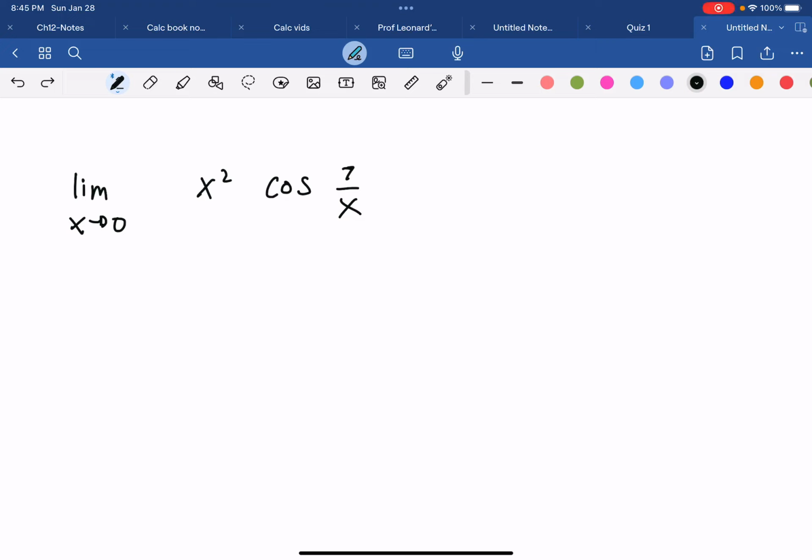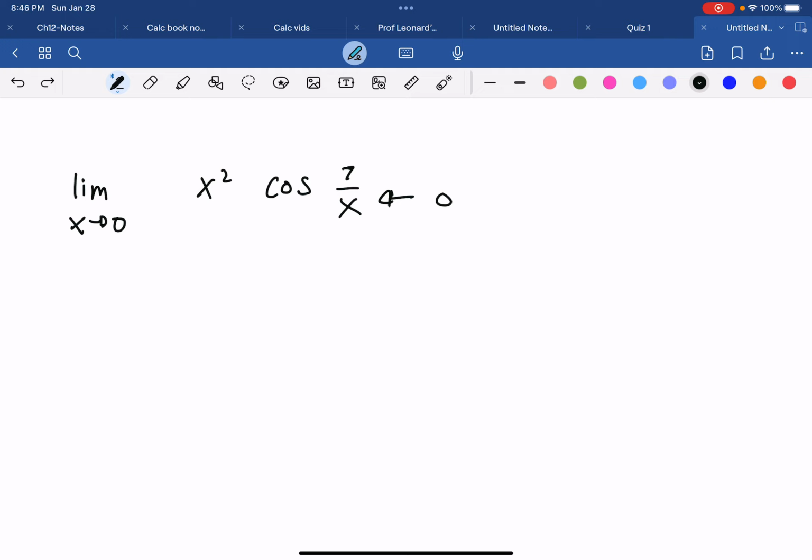Okay guys, so we're going to look at the squeeze theorem for this problem. We're looking at the limit as x approaches 0 of x squared times cosine of 7 over x. When we're trying to find this limit, obviously we can't plug in 0. We could plug 0 into the x squared and get 0, but you can't plug 0 into the denominator because it'll be undefined.